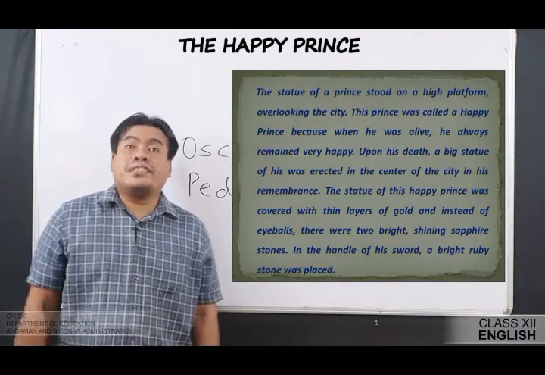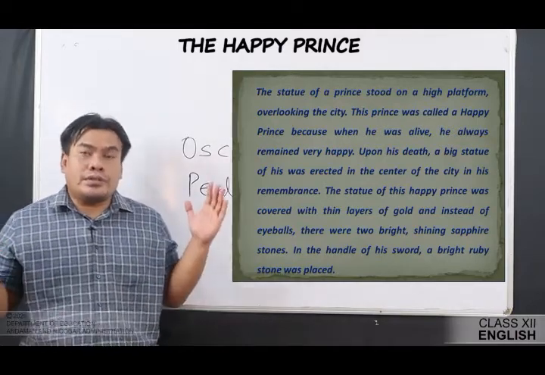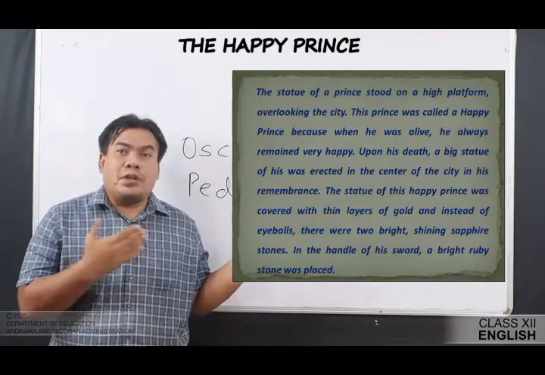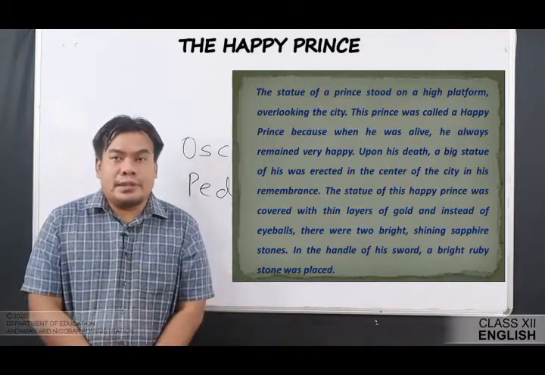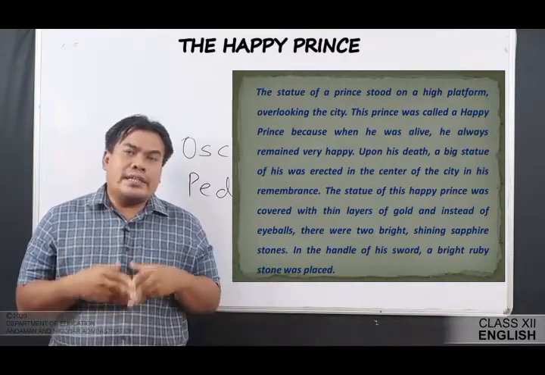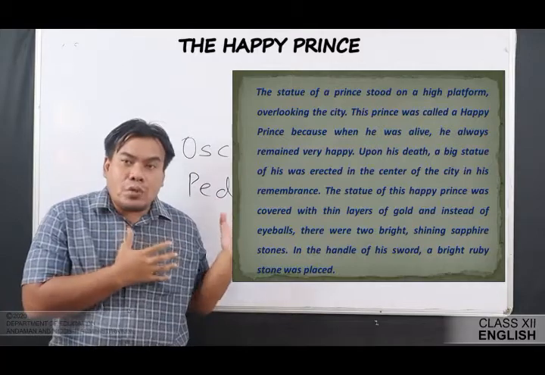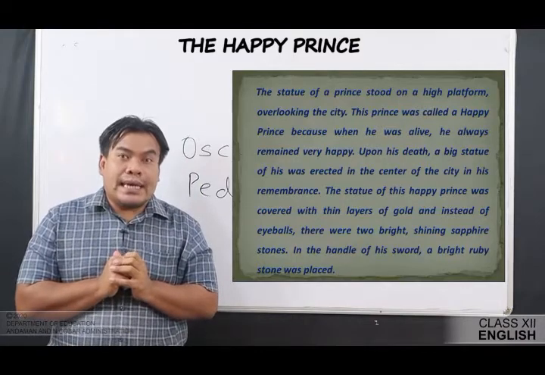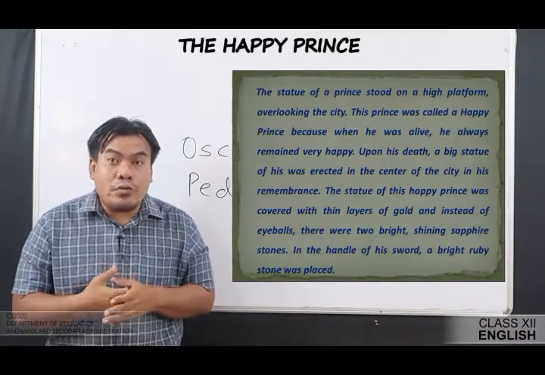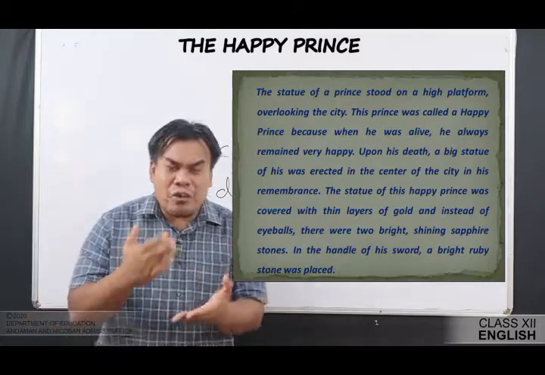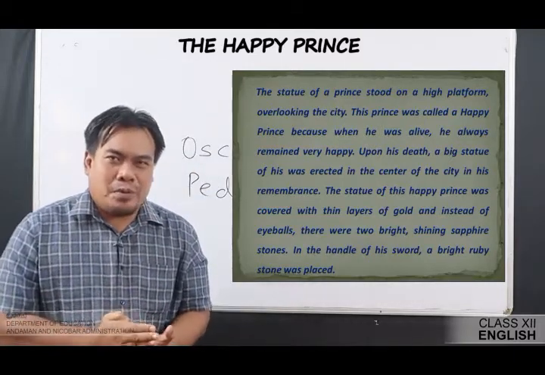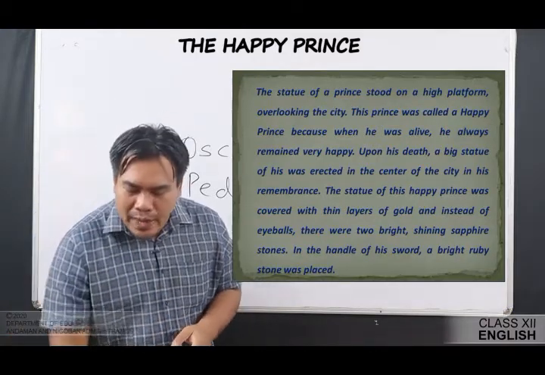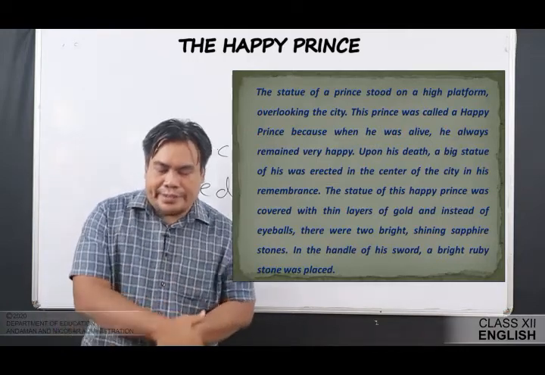This statue was not a normal statue. It was an expensive statue of a prince. And here, when the prince was alive, he was a happy prince. And instead of his eyeballs, it was covered with the shining sapphire stones. And the handle of the sword was made of red ruby, as I told you earlier. So let's continue. I hope that you are following me. You have to. So you are having your book, so just do that. Meanwhile, I'll just give you the explanation again.